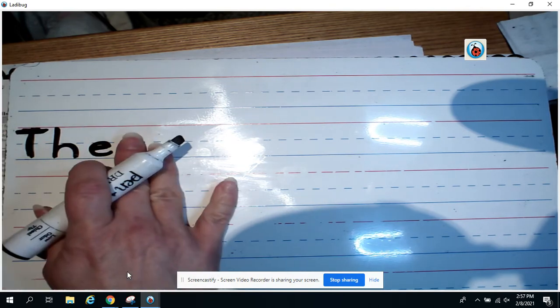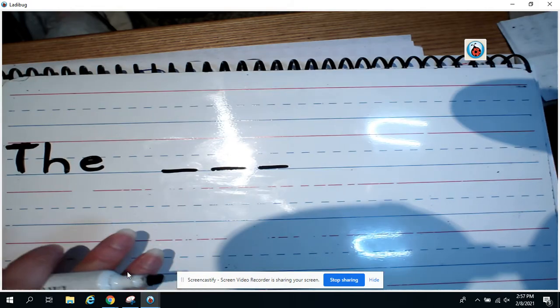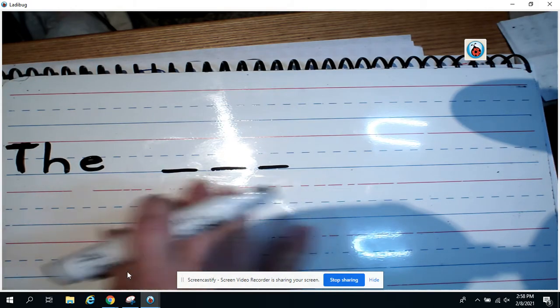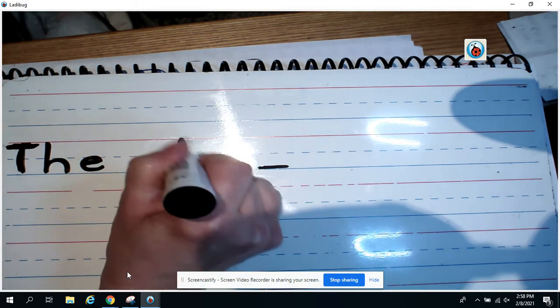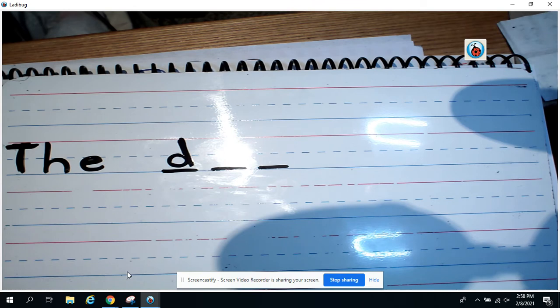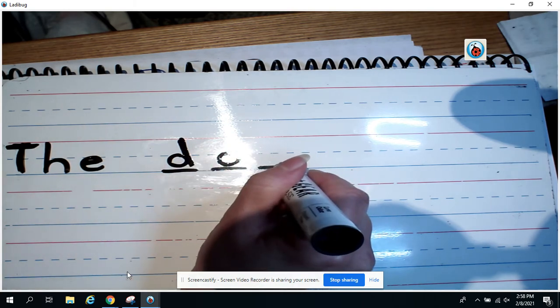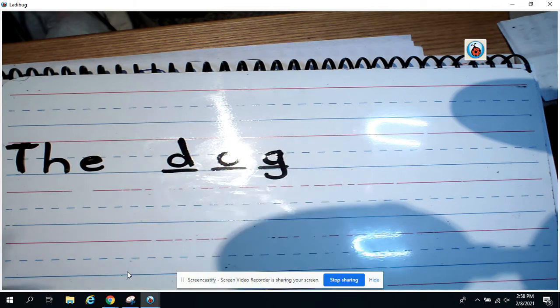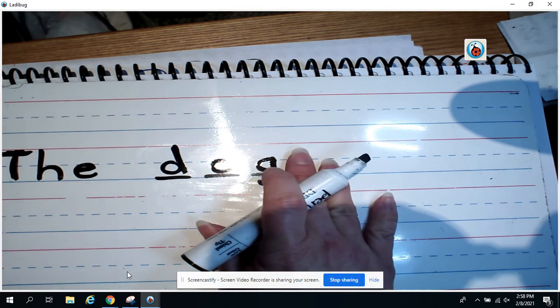All right, now put space. Dog, that's a green word. Stretch it out. Dog. You write it before I write it. D. Make sure your stick's on this side or it's a B. Dog. O says ah. Dog. What's the last sound? G. G says g. The dog. Space.